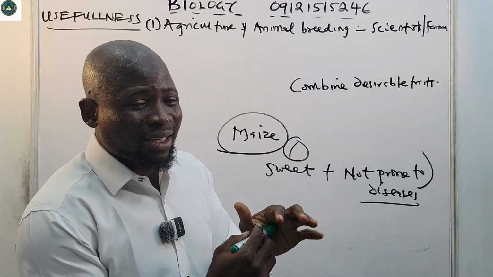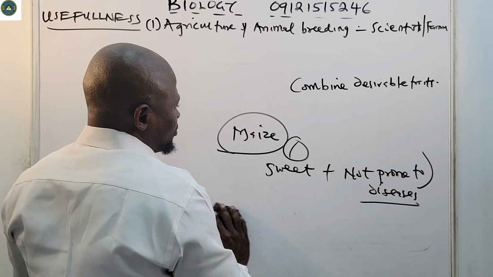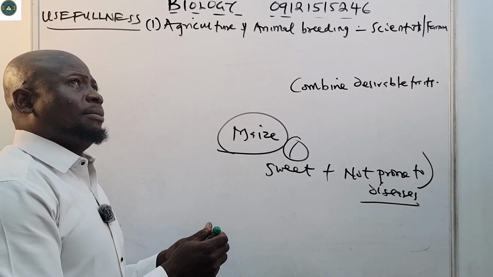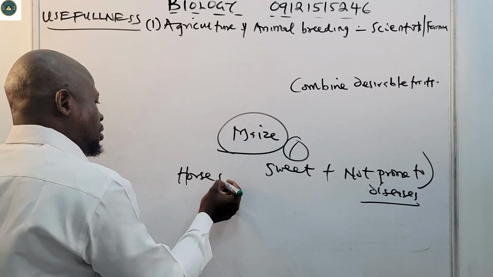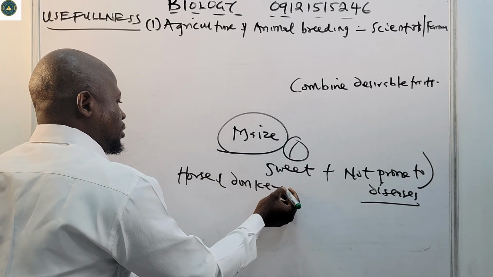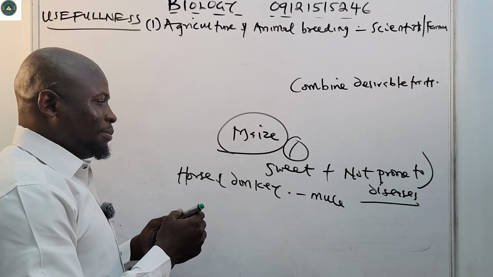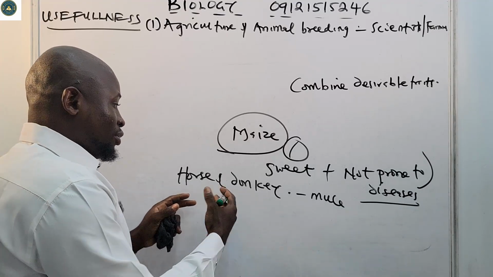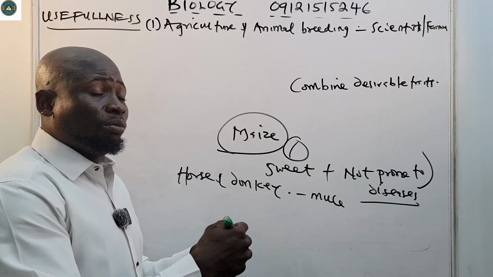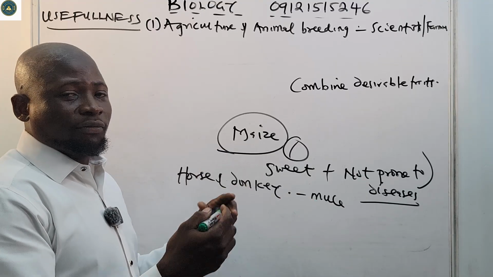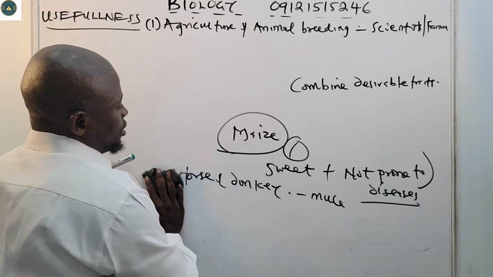It's very useful in animal breeding likewise. I think I saw somewhere that you can interbreed a horse and a donkey, I think to give you a mule. Donkeys and horses are usually used for transportation, basically. This mule is even more effective for transport. So it's also very, very useful.